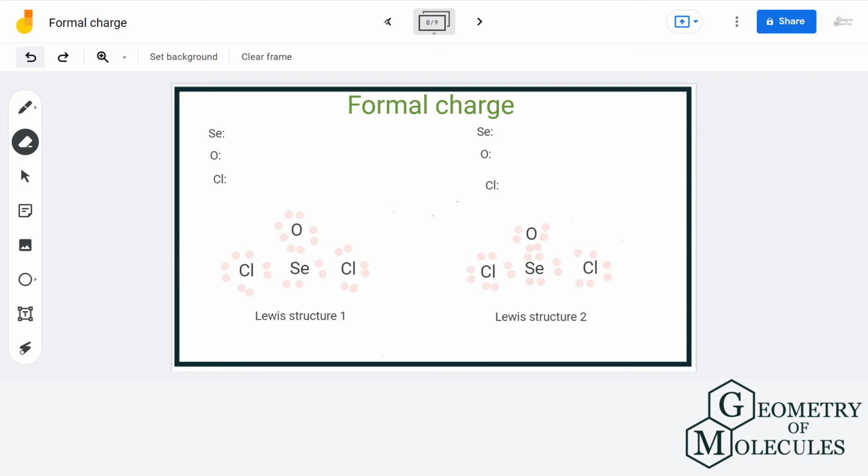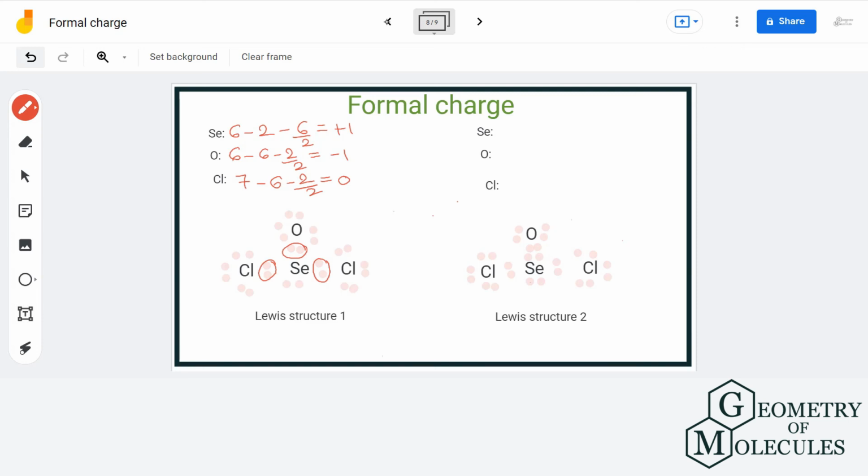Let us calculate the formal charge of the compound that we discussed earlier. The valence electrons of selenium are 6. Non-bonding electrons are 2. The bonding electrons are 1, 2, 3, 4, 5 and 6. That is 6 divided by 2. That gives us a formal charge of +1. In the case of oxygen, it has 6 valence electrons, 6 non-bonding electrons and 2 bonding electrons. That gives us a formal charge of -1. In chlorine, we have 7 valence electrons, 6 non-bonding electrons and 2 bonding electrons. That gives us a formal charge of 0.